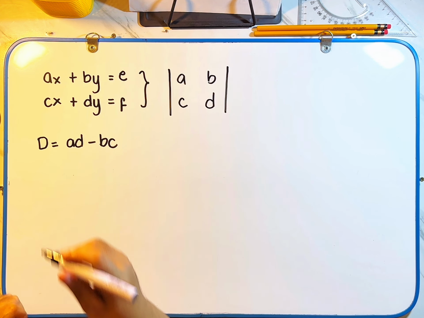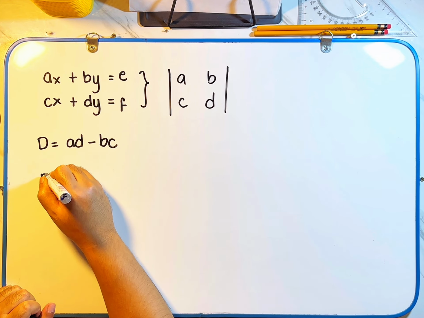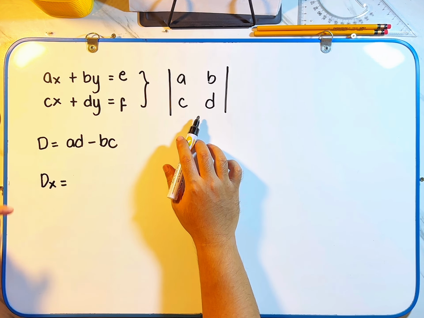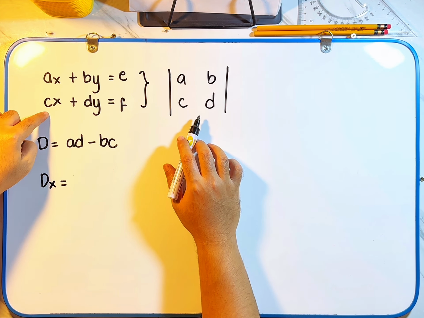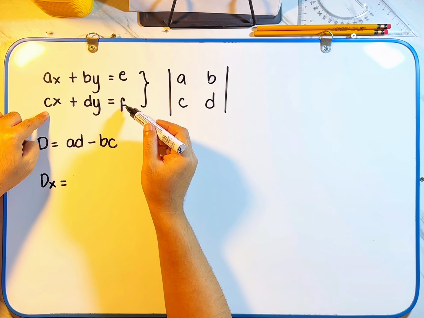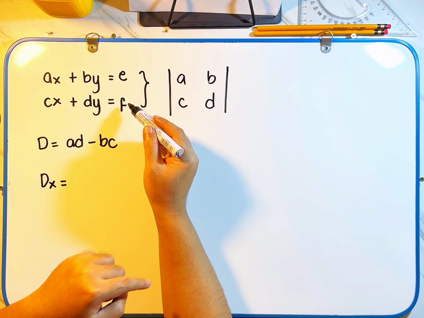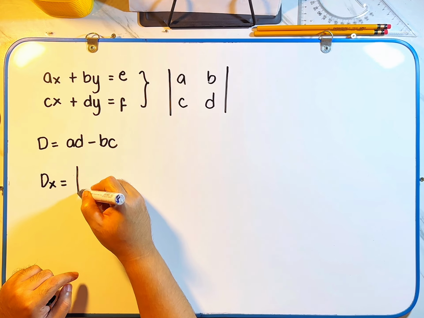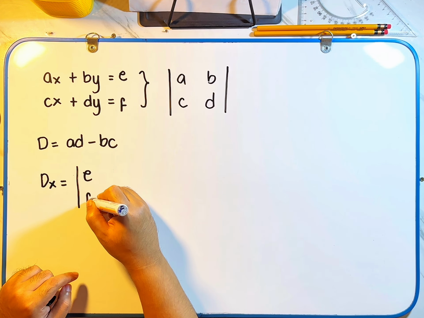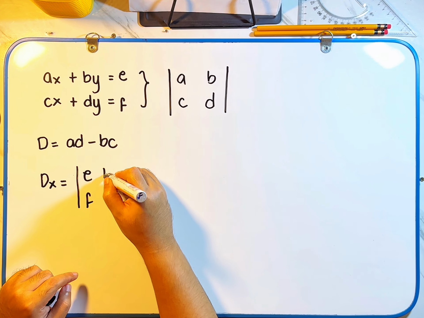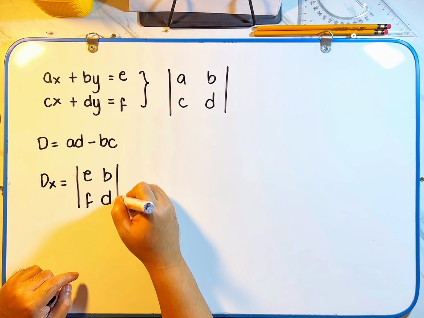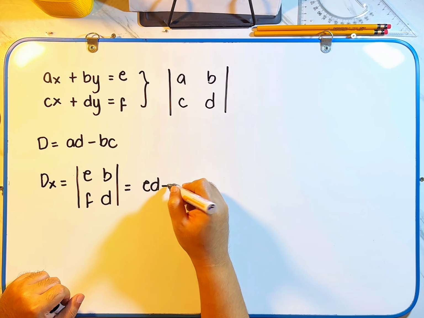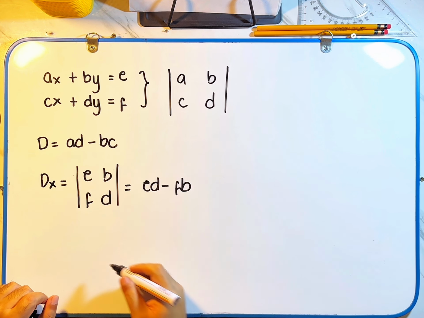Now, we have what we call Dx and Dy. Let's start with Dx. Dx is like the determinant, but the coefficients of the x variable, we will replace them with E and F, the constants on the right side. Okay? So instead of A and C, we will replace them with E and F. Therefore, we have E, F, and then copy B and D, such that this is equal to, applying the basket method, E times D minus F times B.